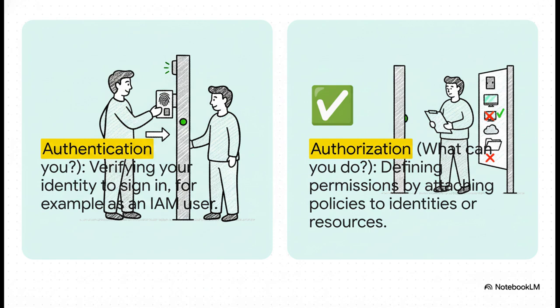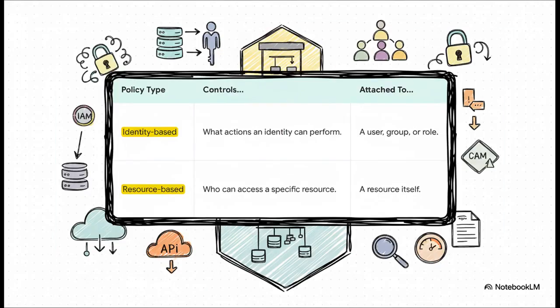Can you open that door? Can you read that file? That part is all managed by things called policies. And these policies come in 2 main flavors. First, you have identity-based policies. You attach these to a person or a role, and it basically says, this person is allowed to do these specific things. Then you have resource-based policies. You attach these directly to the thing you want to protect, like your API, and it says, only these people are allowed to touch me.